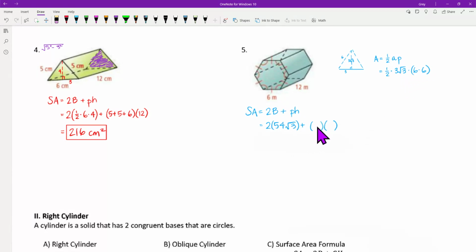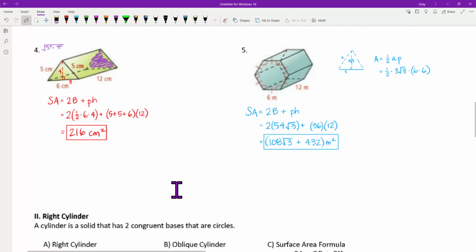The perimeter, we just did that. 6 times 6. And the height is the distance between the bases, which is 12. So when you calculate that out, this has a radical of 3. This does not. They cannot be combined. This becomes 108 square roots of 3 plus 432 square meters. All right, turn your papers over.